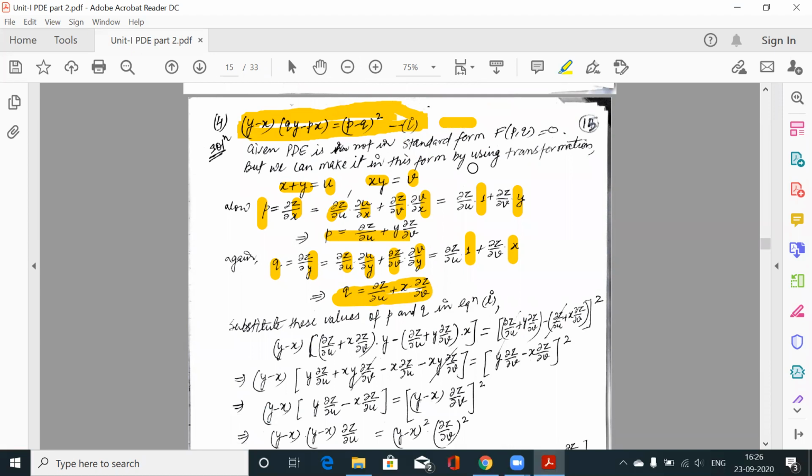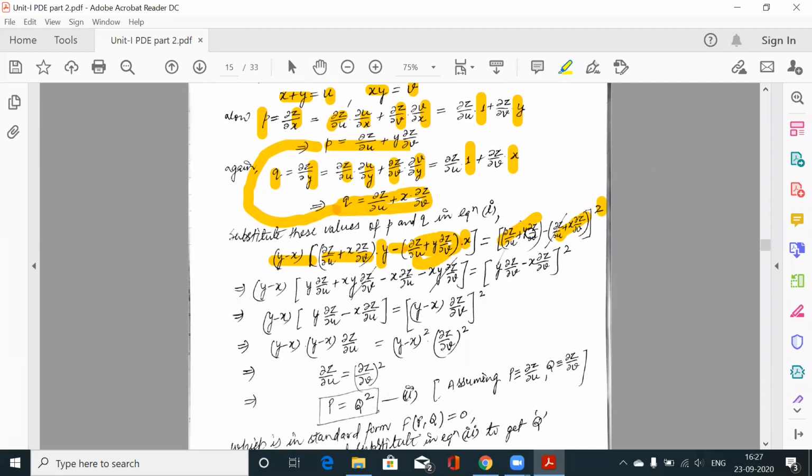So y minus x is y minus x. Next, qy, where is qy? This is q, and we have to multiply this equation by y. So this is q into y. Next, minus px. So minus, this is p and x. This is the value of p. So p into x is equal to p minus q square. So this minus this square. So this is p minus q square.